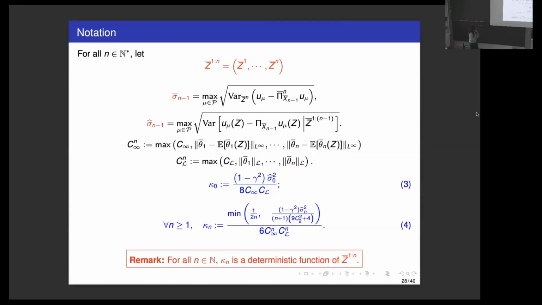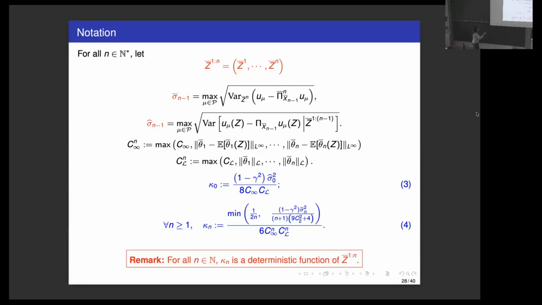Then, to tell you the theorem that we are able to prove, and I'll finish the talk there, I need to introduce a few more notations. Let me go slowly. Z bar 1 to n denotes the collection of all samples that are used in all the iterations of the greedy algorithm up to the nth iteration. So it's a collection of Z bar 1 up to Z bar n.